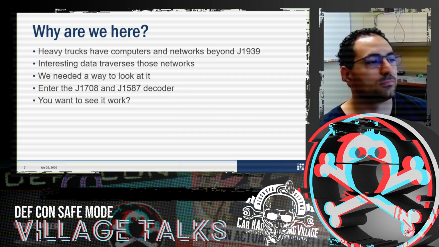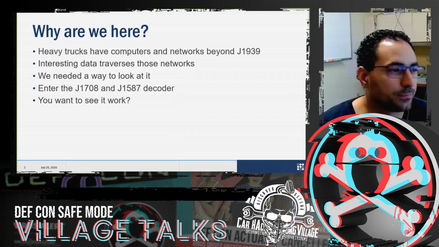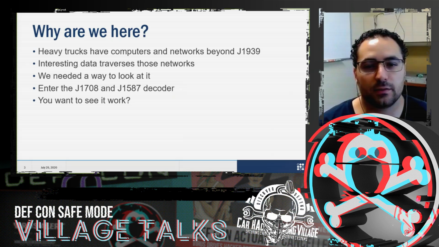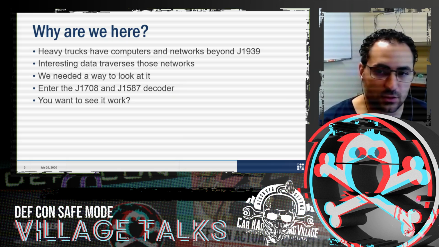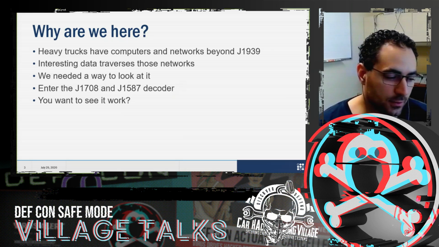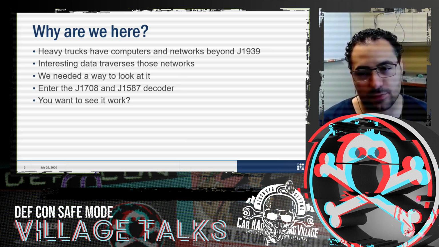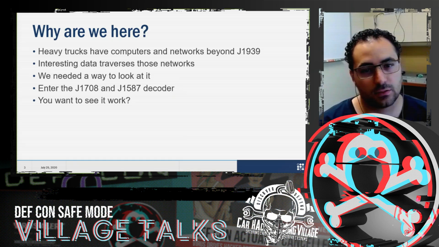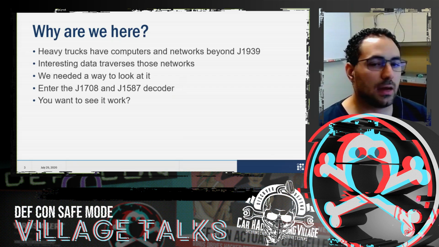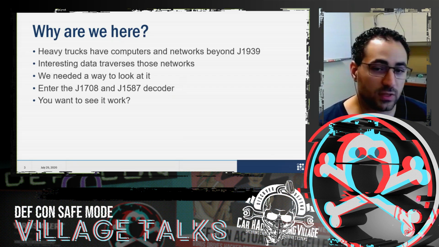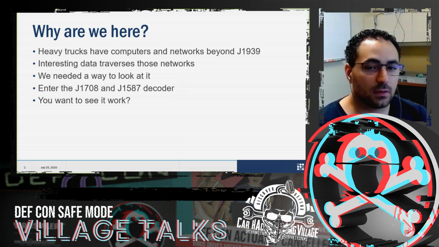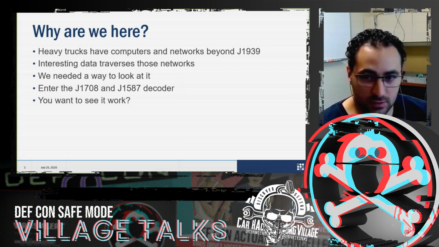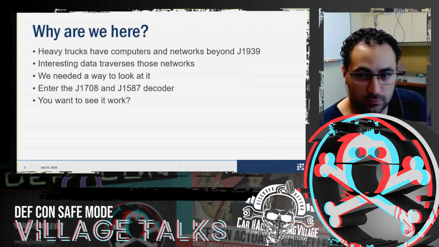Okay, so what are we doing here? Well, we discovered that there are more than just J1939 messages that cross the networks in heavy trucks. And within this traffic, there's some very interesting data. So we're here to show you how it came about, as we needed a simple way to see it. And I can imagine you guys want to see how the decoder works as well.